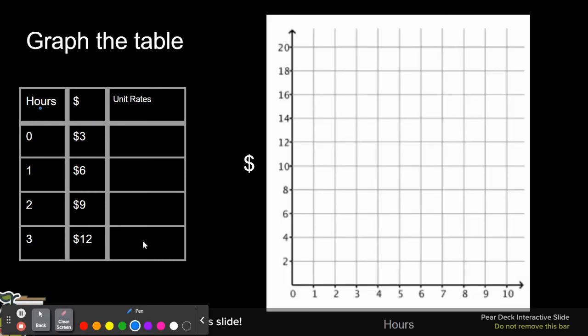All right, our first point is 0, 3. We don't go anywhere in the x, and up 3. Then we have 1, 6, 2, 9, 3, 12. Go ahead and connect the dots. All right. So again, remember, this graph represents a non-proportional relationship.